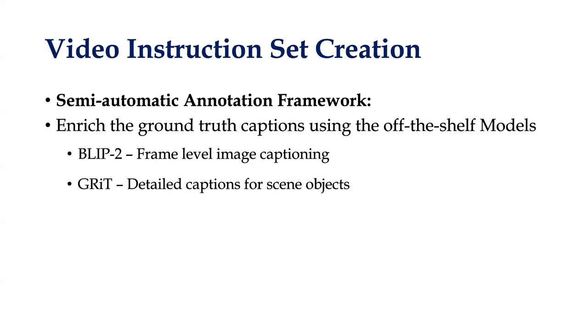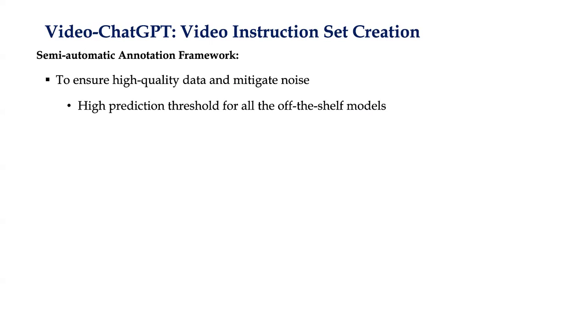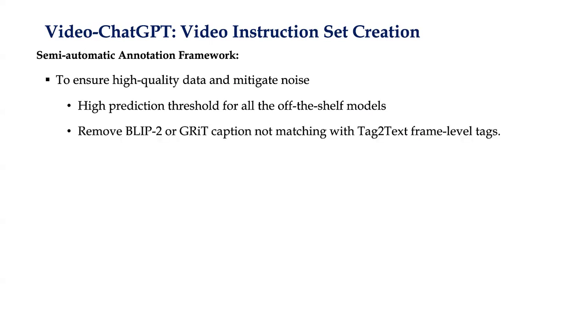GRiT is another off-the-shelf model, which will give you captions for scene objects. In an image, what are the objects present? And then there's another utility, Tag2Text, which will give tags for each frame. So they are using all this along with the ground truth annotations. They apply a high threshold to get really good ones, and they remove BLIP-2 or GRiT captions which don't match with the Tag2Text frame-level tags, okay?